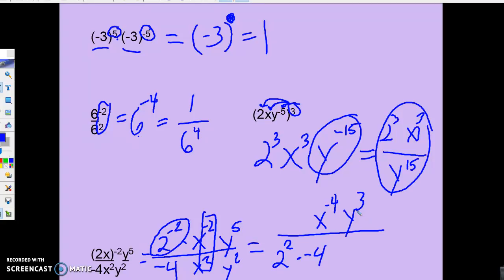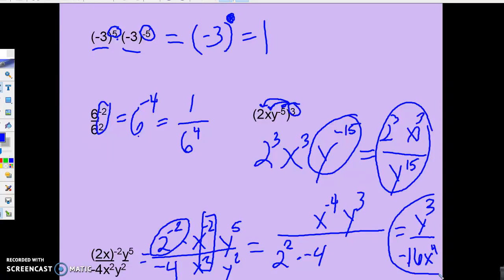Now everything looks pretty good so far. 2 squared is 4, and 4 times negative 4 is negative 16. And on the top, I have x to the negative 4th, so I have to move that to the bottom to reciprocate, and then I leave y to the 3rd as it is. So my final answer is y to the 3rd over negative 16 x to the 4th.